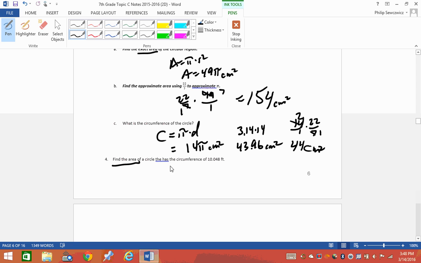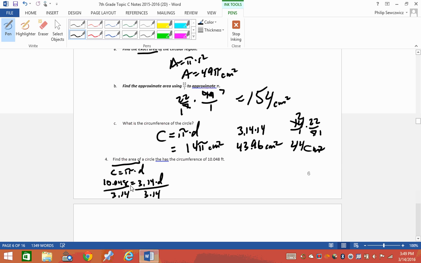All right, welcome back here. Did you pause it? Okay, I'll trust you. Find the area of a circle that has the circumference of this. So my circumference is pi times diameter. So I'm going to plug that in, 10.048. Now, for pi, I'm going to use 3.14. The reason why is this isn't a decimal, so we need that. So it's going to stick with decimals.